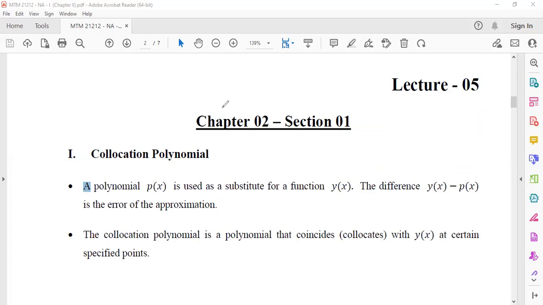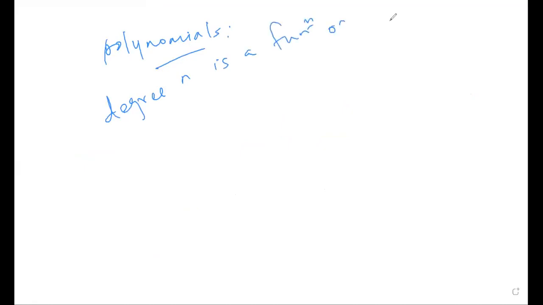So, chapter 2, section 1. You can start writing also, okay? Before this heading, let's start with polynomial. Polynomial, in the sense, it says it's in the form of: a polynomial of degree n is a function of the form. Okay, what is the function of the form?